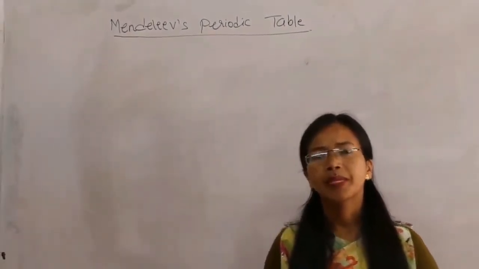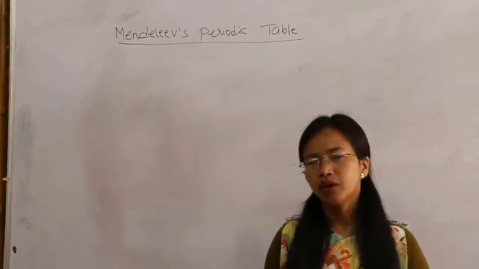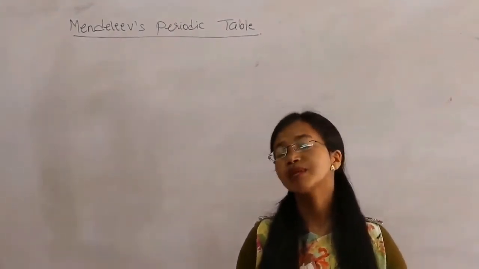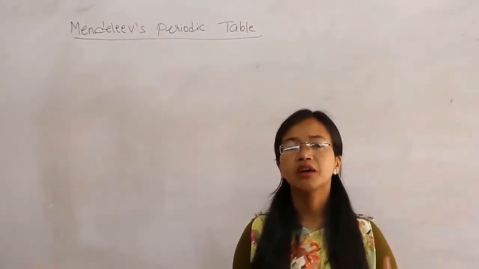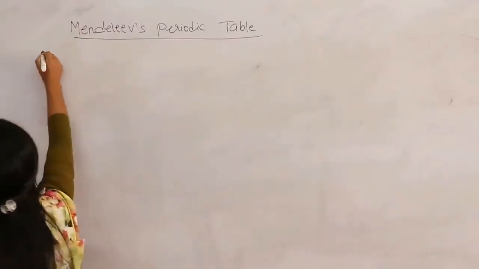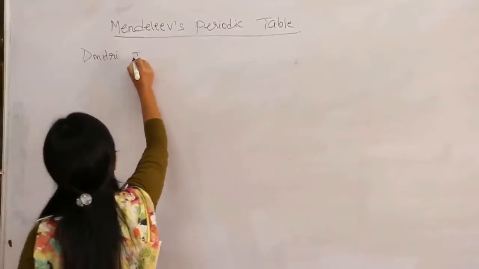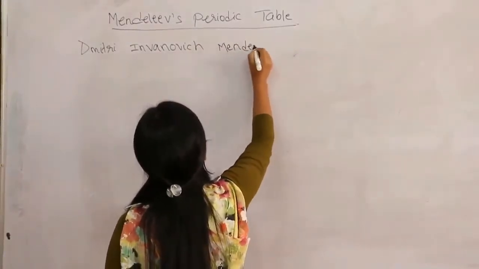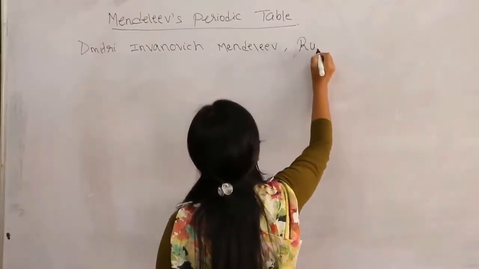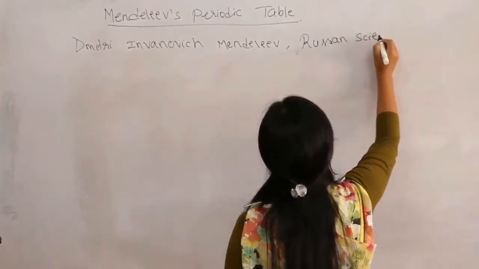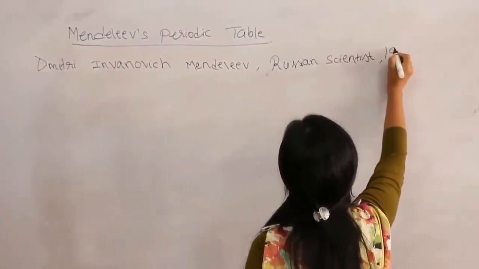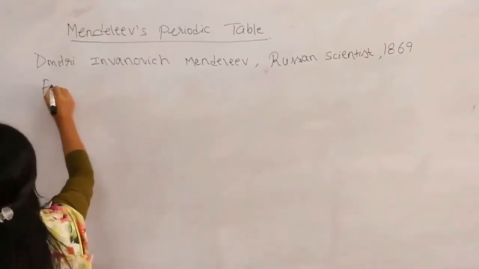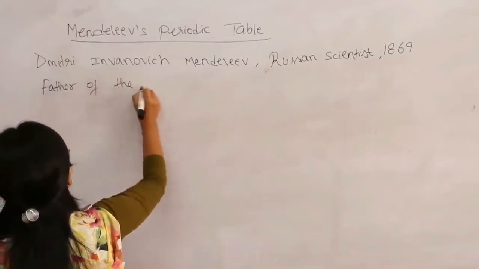So in the year 1869, a Russian scientist, Dmitri Ivanovich Mendeleev, studied all the properties of all the elements known at that time, and he was also known as the father of the periodic table.